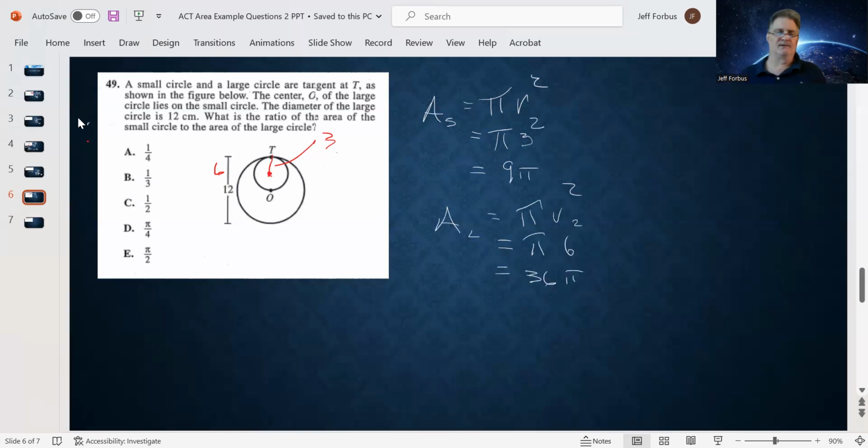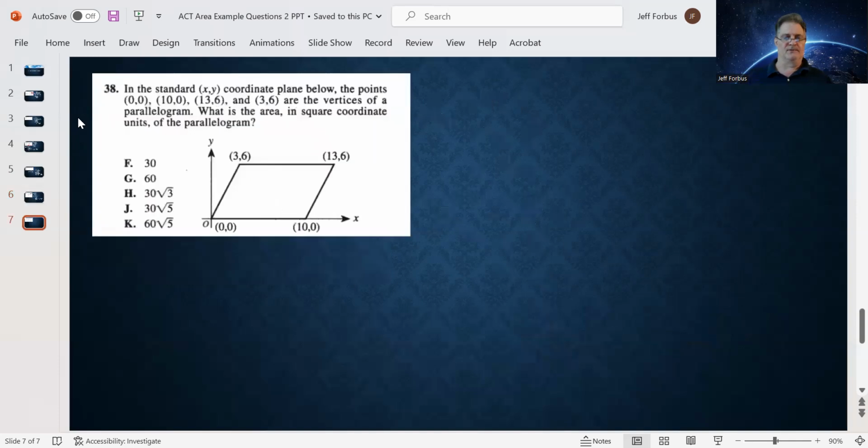Now the question says, what is the ratio of the area of the small to the area of the large. So that's 9 pi to 36 pi. Now the pi's cancel. That leaves us 9/36. That can reduce by 9, and it gives you 1/4. And so that's answer choice A. All right, last question.